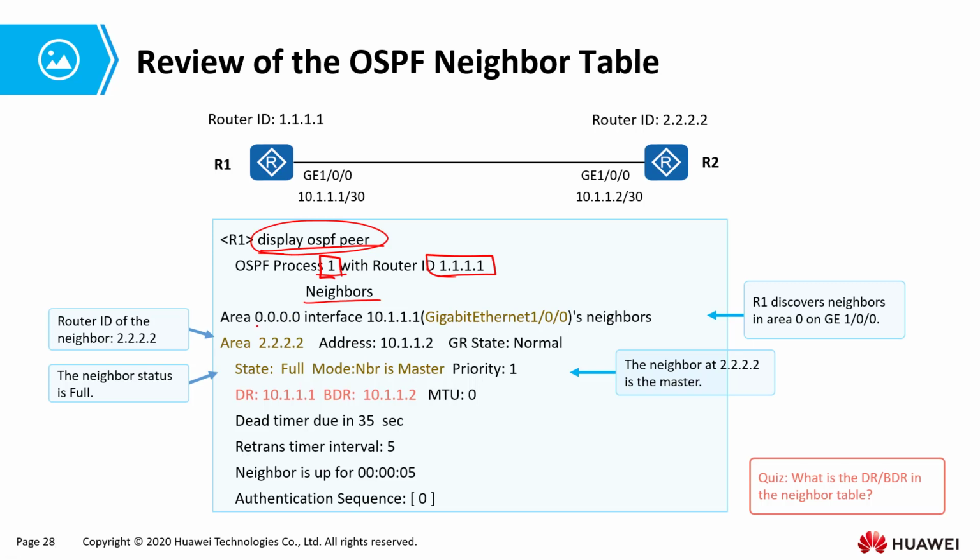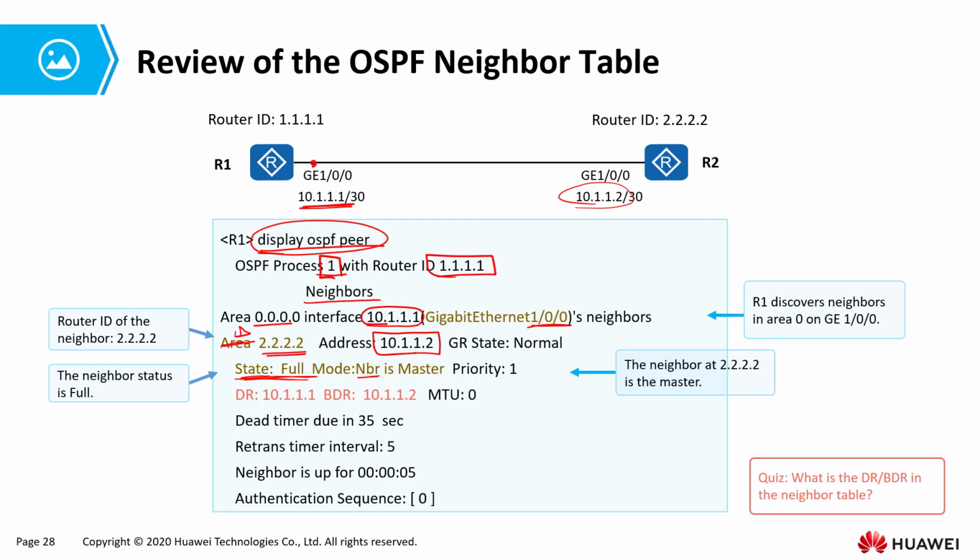It says in area 0 at this interface, that is the interface which is in area 0 on router 1, and the interface IP and also the interface name and number. It says I have router with ID 2.2.2.2 connected, and the IP address of that router that connects to me is 10.1.1.2. The state is full, meaning we are adjacent, we are neighbors in adjacency state.